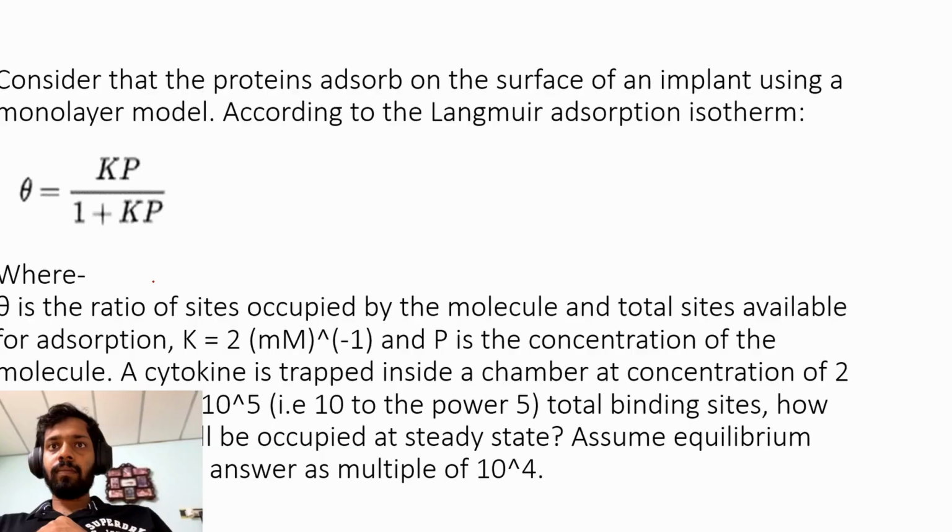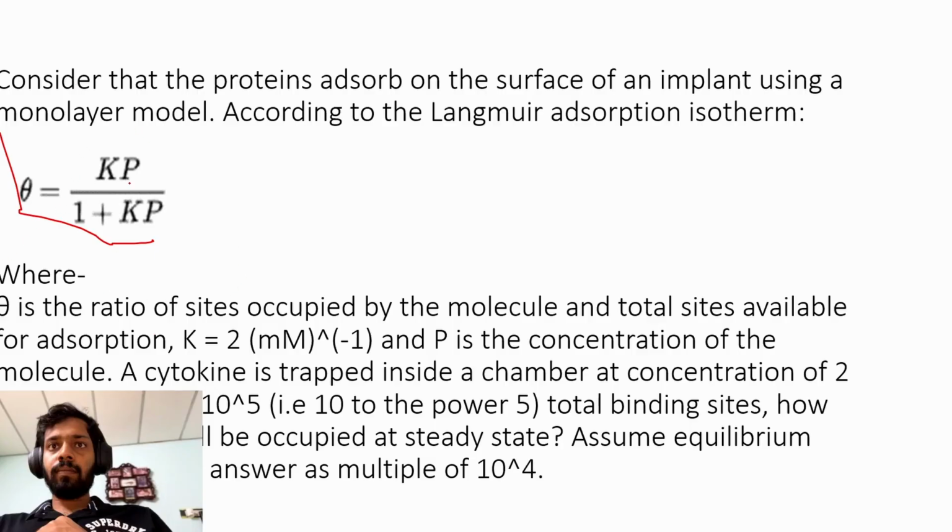So they've given this adsorption isotherm. They're saying theta will be equal to K times P by 1 plus KP. Theta is basically the ratio of sites occupied by the molecule to total sites available for adsorption. K is a rate constant, and they've given it as 2 per millimolar. And P is the concentration of the molecule, which they've given as 2 millimolar.